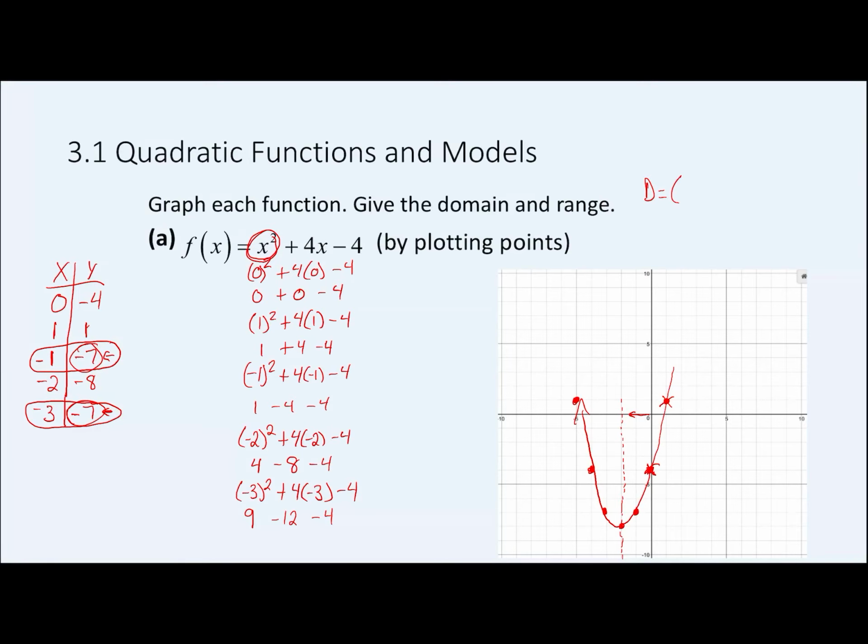You're in section 3.1 talking about quadratic functions, and in the previous video we left off and had graphed this function. I left all the work here so you can see that.